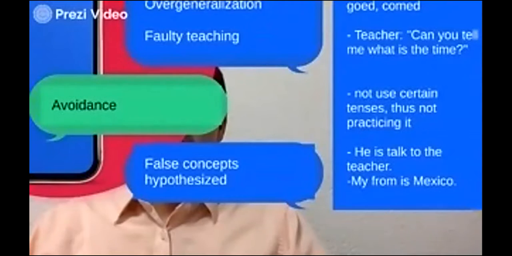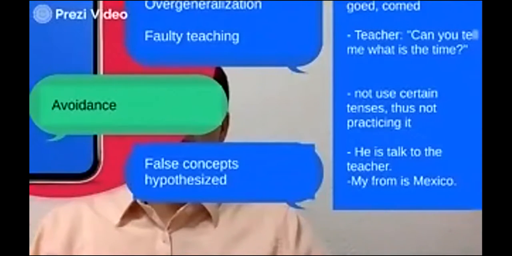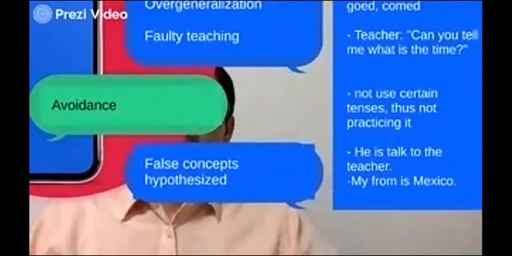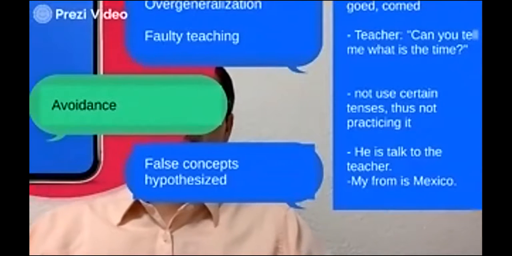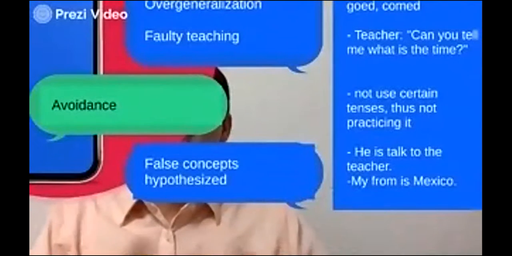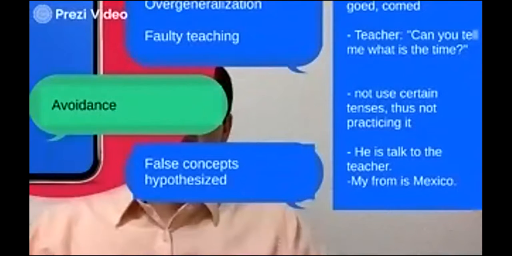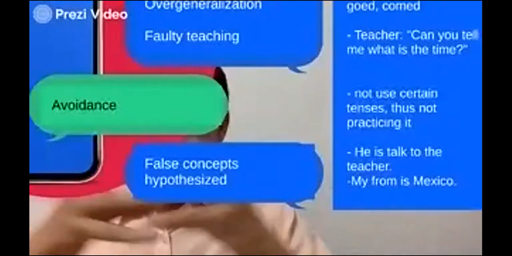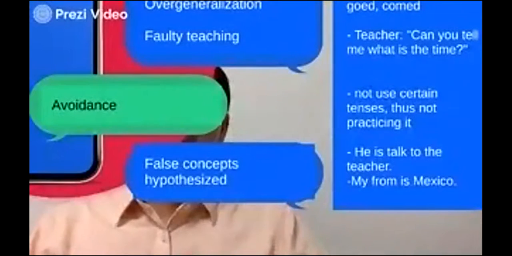Another reason that the interlanguage starts to consolidate negatively is avoidance. Students do not use certain aspects of language they don't feel comfortable with. If the student does not understand the language very well and prefers not to use it, they avoid it and they create a gap in their language learning. And this negatively affects them. So avoidance is another aspect that is negative and consolidates a bad interlanguage.